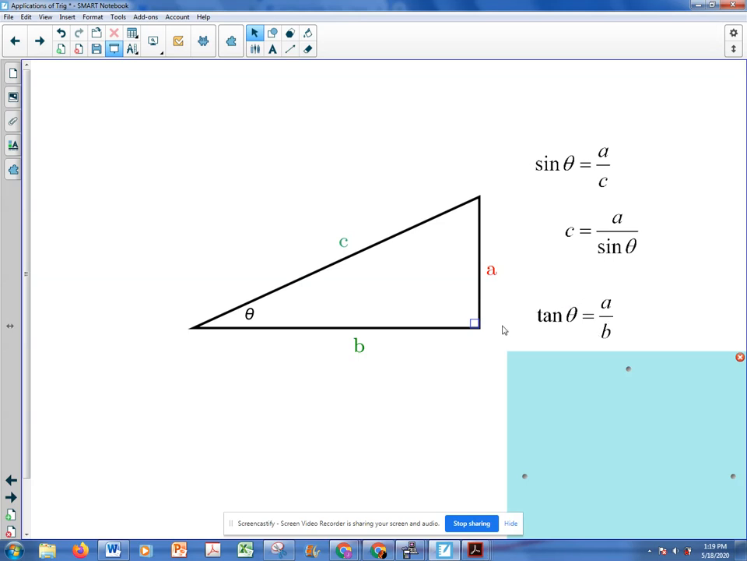So let's see. I multiply both sides, but I want to get the B on this side. Then there's only A on this side, but I don't want to know A. That's the thing I do know. So to get B, I have to divide both sides by tangent. And that gives me B equals A over tangent theta.